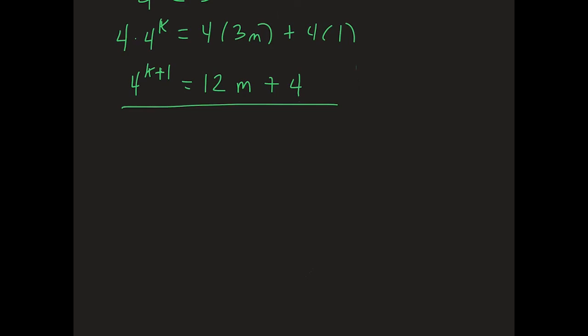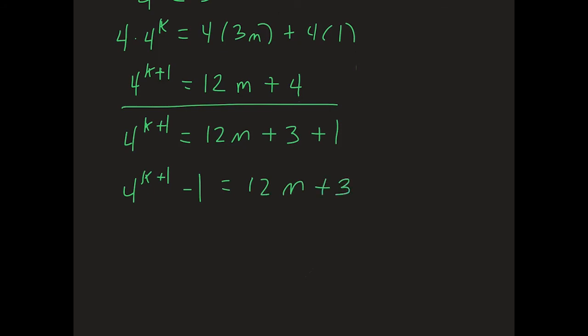So how does this help us? Well, remember, we're trying to get to that 3 divides this. That is that 4 to the k plus 1 minus 1 can be written as 3 times something. Okay, so let's do this. 4 to the k plus 1 is going to be equal to 12m plus 3 plus 1. Why did I get that 1 out? Because I need it on the other side. Okay, but now everything on the right-hand side has a factor of 3 in it.